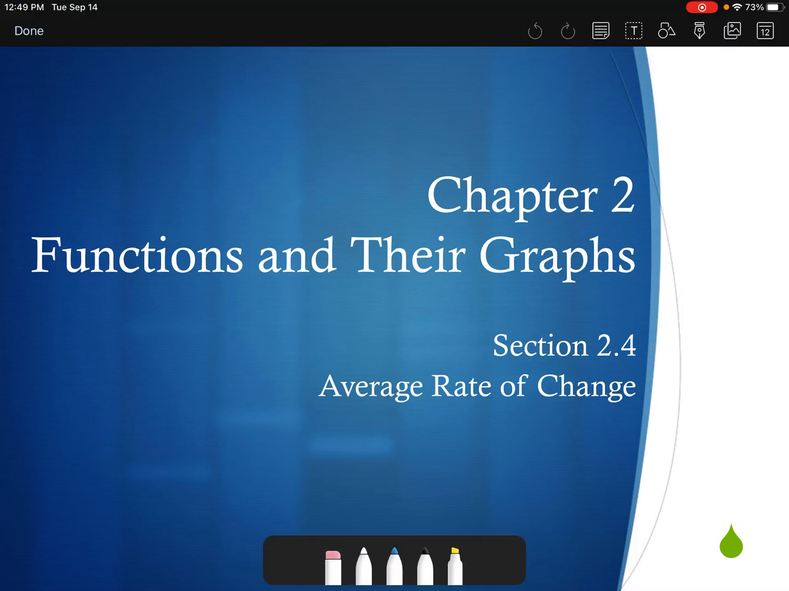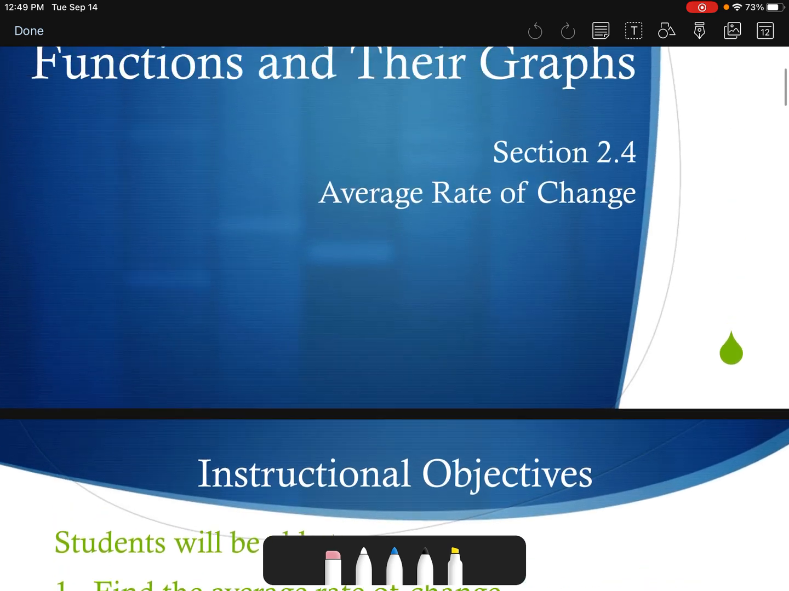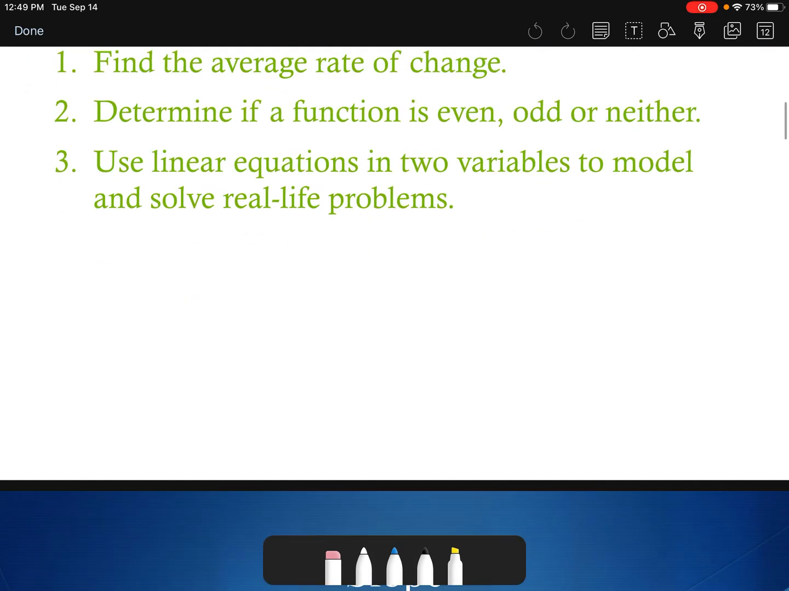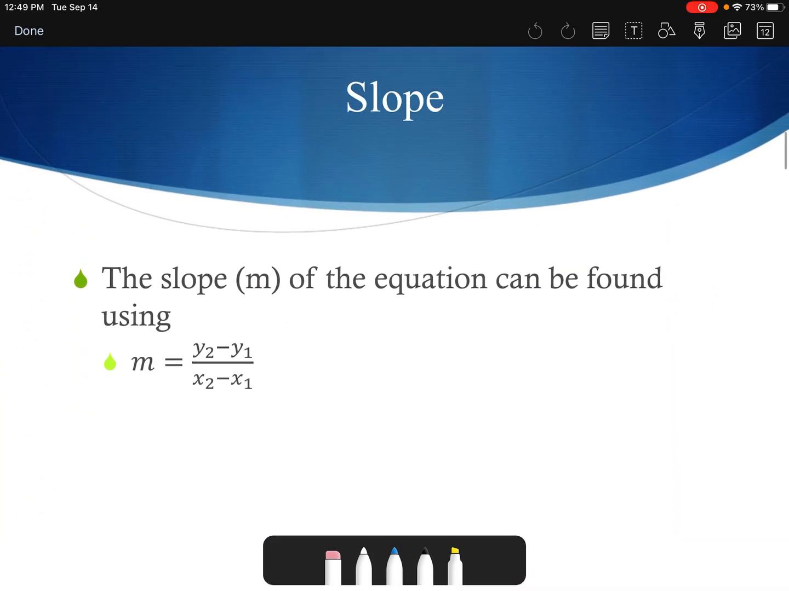All right, today we're going to talk about average rate of change, which is sections 2.4 and 2.5. And we're going to look at different things regarding slope. So the first thing, our goal is to find the average rate of change. And then we're going to determine if a function is even, odd, or neither.